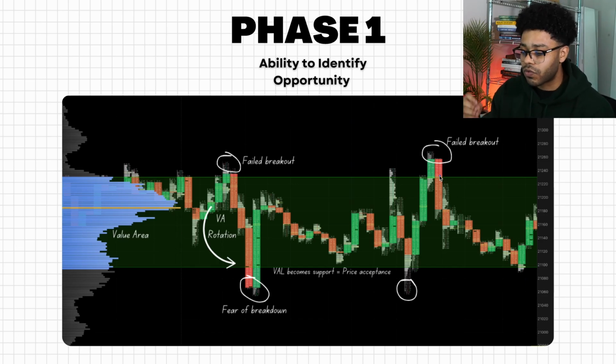And if you can't write down what opportunity looks like for you and how you trade, you know you're in phase 1 and you need to work on finding an edge in the market. You need to know what opportunity looks like.